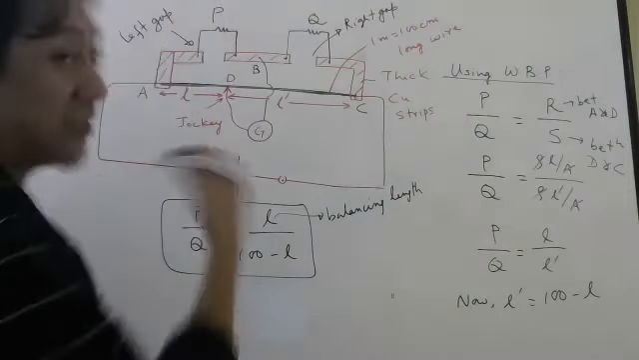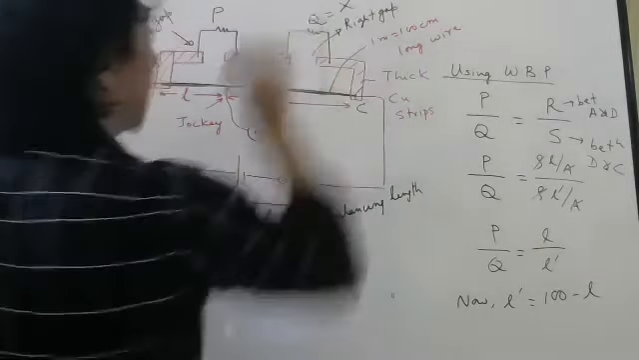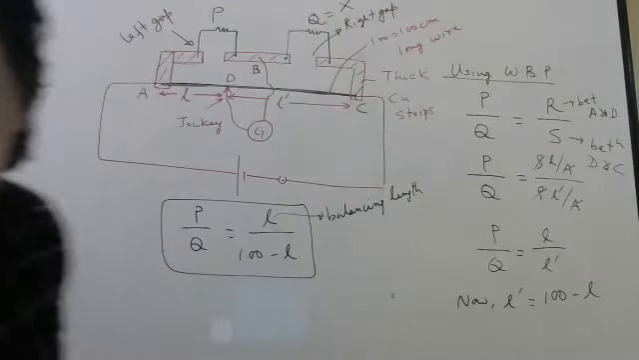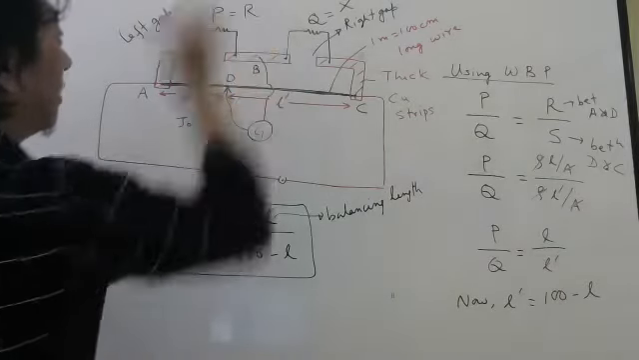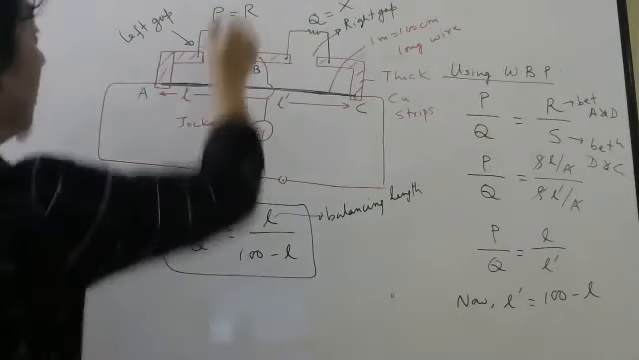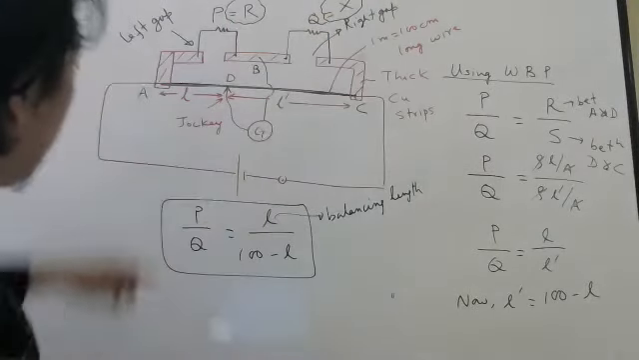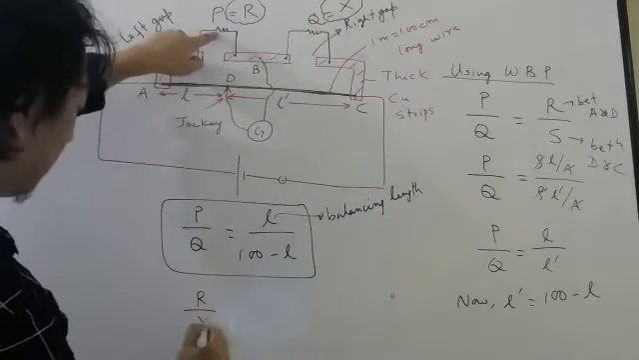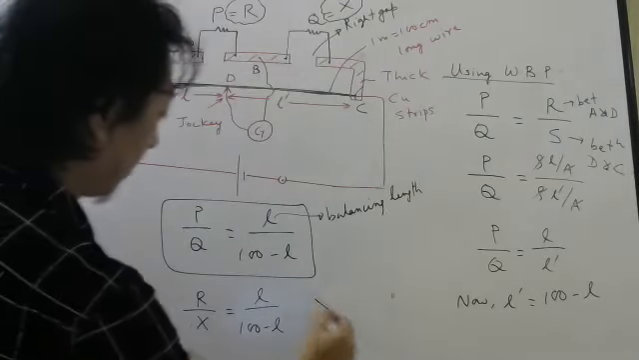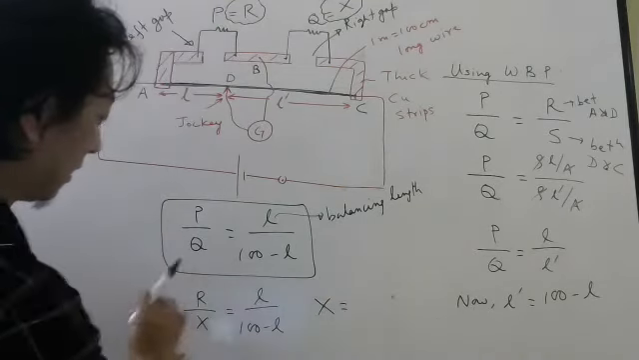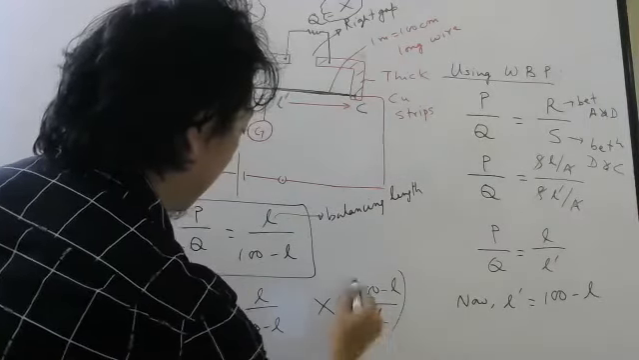So usually in NCERT they write here X, which is the unknown resistance, and this will be your known resistance R. Like that they do, in NCERT. So if they do it like this, then what will be my formula? R by X will be L by 100 minus L. So X will be equal to, cross multiplying, 100 minus L divided by L into R.